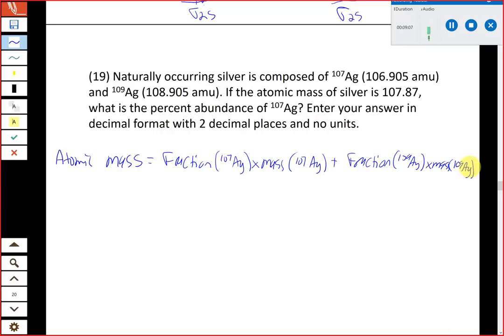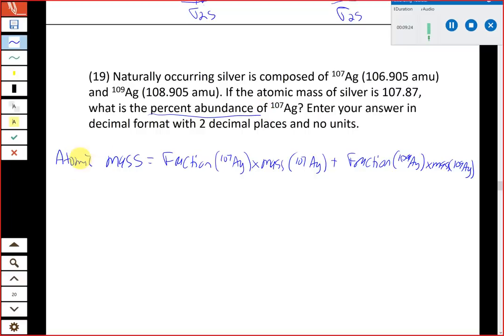All right, so it's fraction times mass for each available isotope. And this is the only equation that all these problems are going to be sort of based off. And the question is, what are we asking you to solve for? In this case, we're asking you to solve for a percent abundance. So basically the fractions are going to be our unknowns.